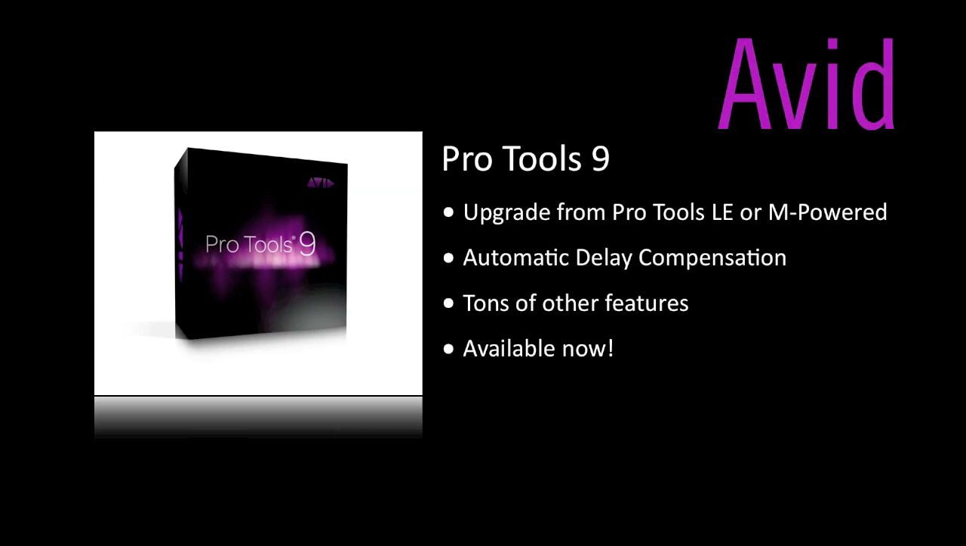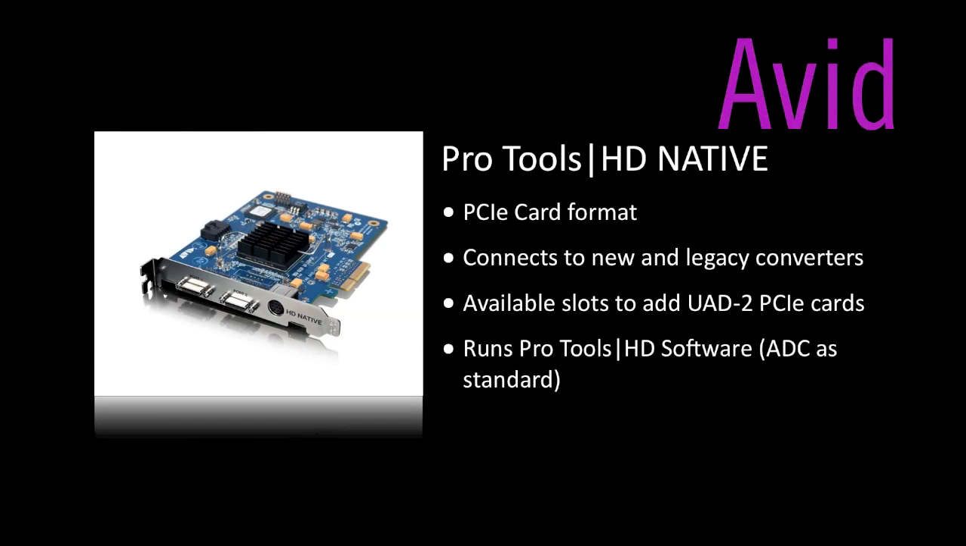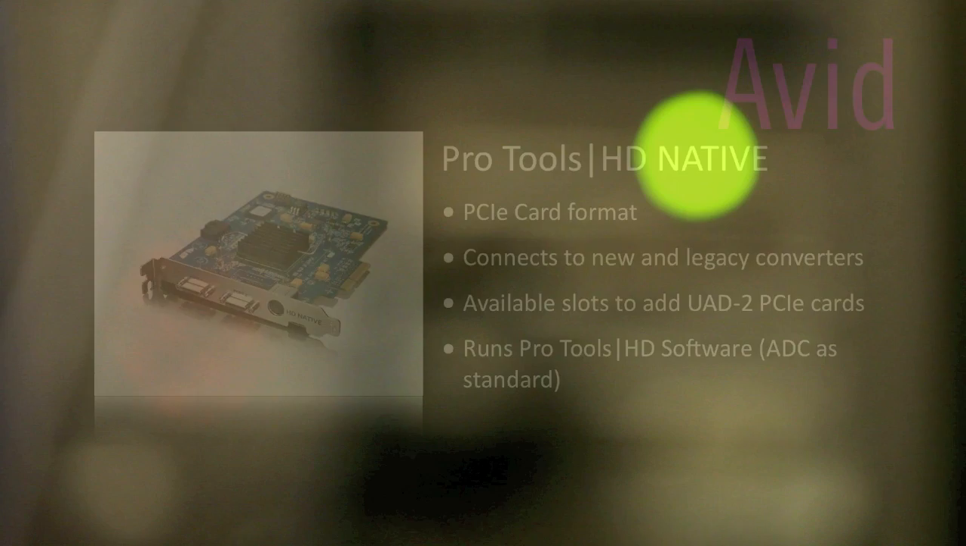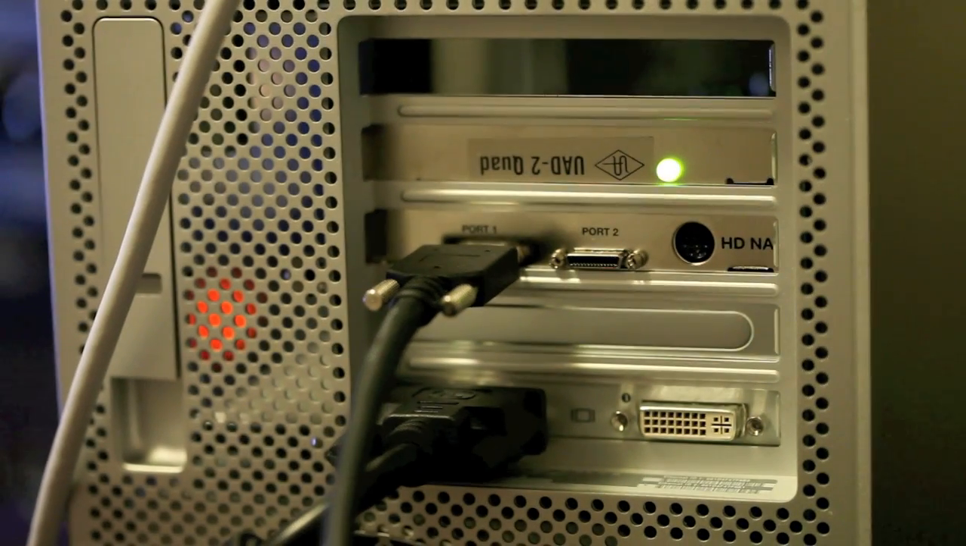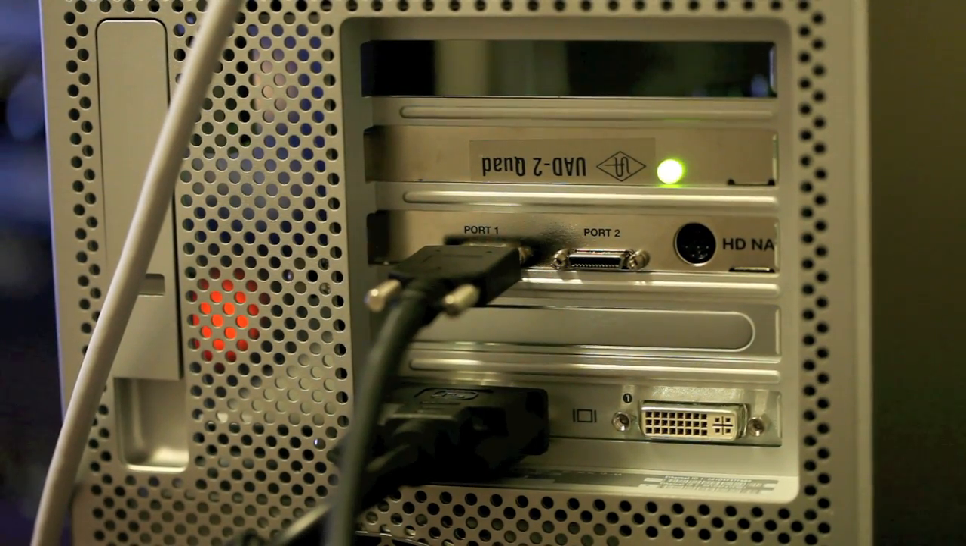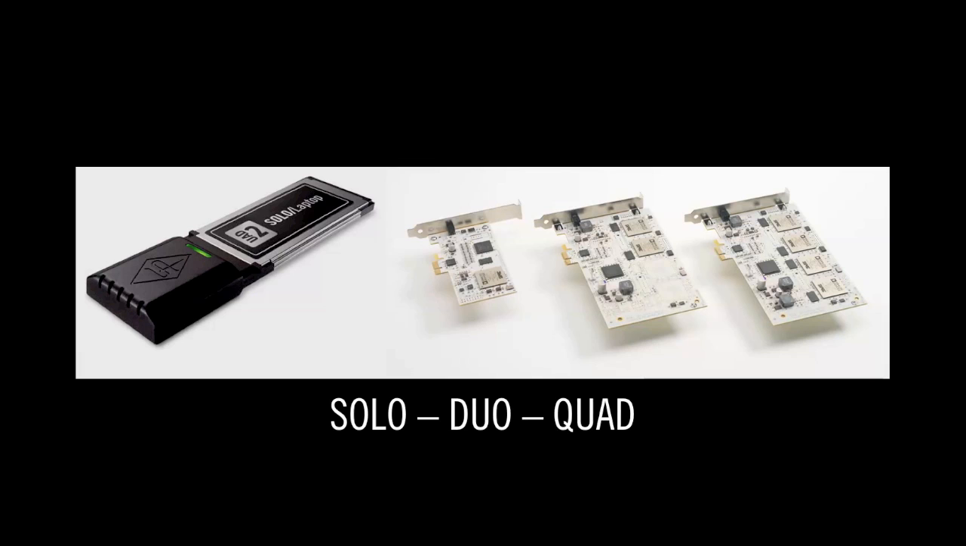The Pro Tools HD Native PCIe card is a new HD class I/O card that gives users the functionality and low latency performance that HD users have come to expect. And since it has ADC as standard, it's going to be a perfect solution for adding a UAD-2 system.